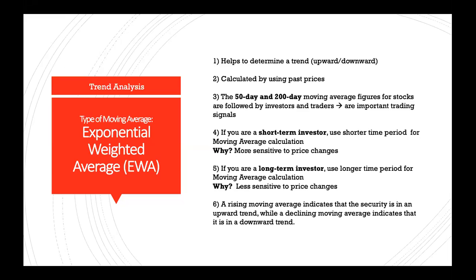And we can see if the stock is, for example, in an upward trend or downward trend. For investors that are trading on a long-term basis, they mainly look at longer periods of time, like a 50-day and a 200-day moving average. If you're a short-term investor, you might look at shorter time periods to calculate an exponential weighted average. That is because the shorter the time period you use, the more sensitive it is to price changes. And the longer the period, the more it doesn't recognize noise in the stock prices.